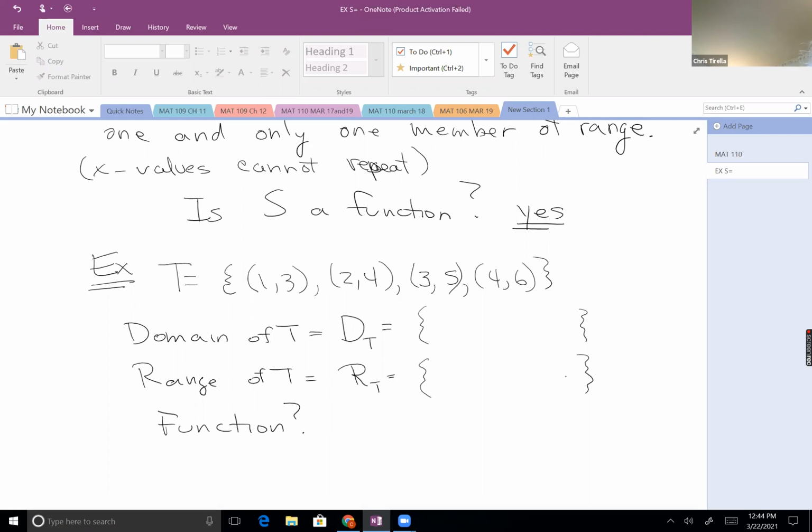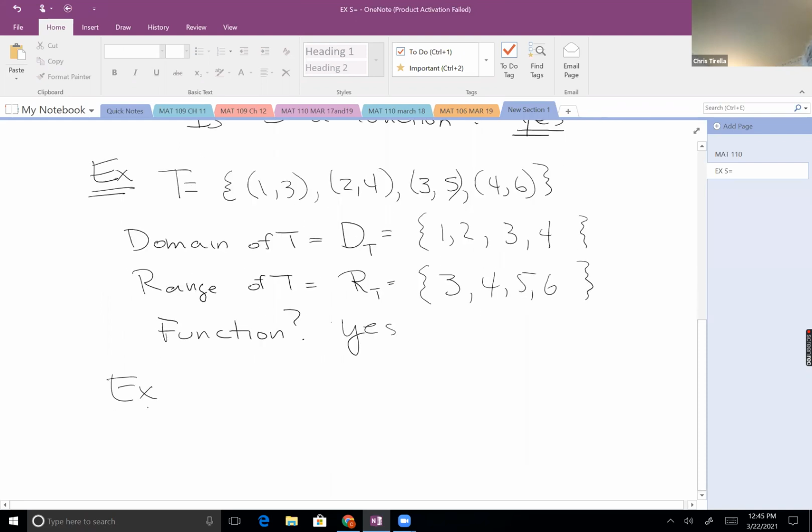So what's in the domain of T? For those ordered pairs, what would you tell me the X values are? 1, 2, 3, 4. Beautiful. What's the range? What are the Y values? 3, 4, 5, 6. And is it a function? Yes. Yes, each value occurs only once.